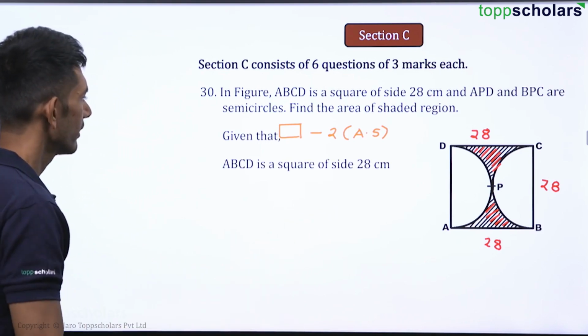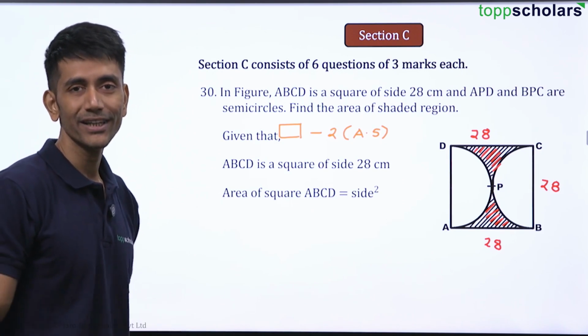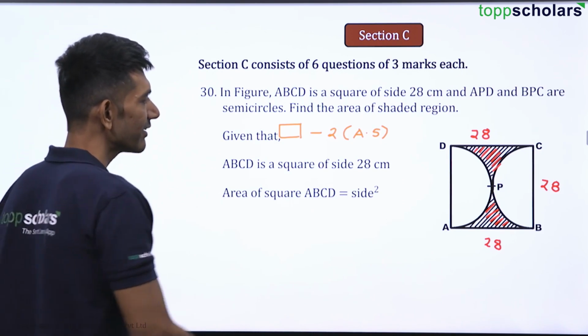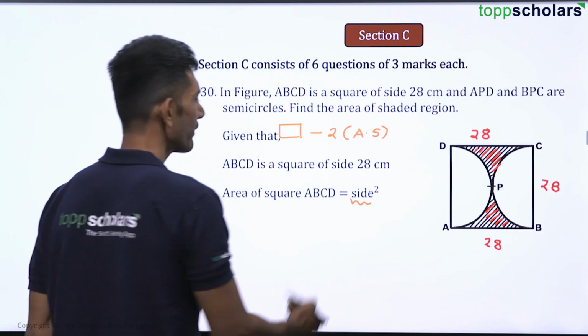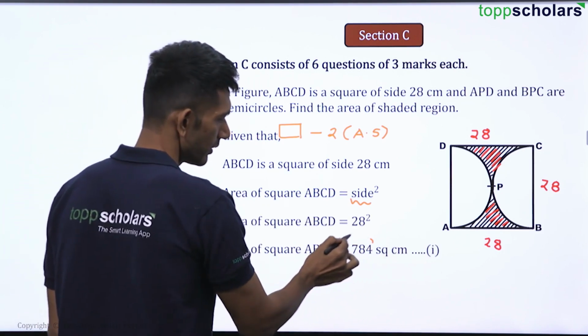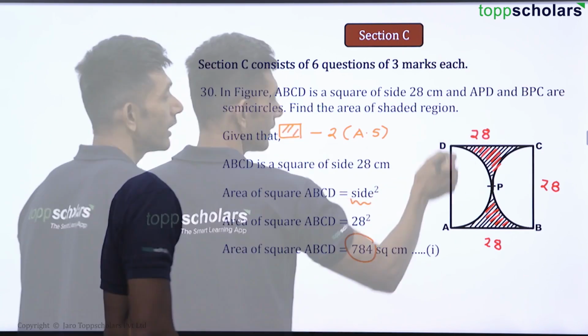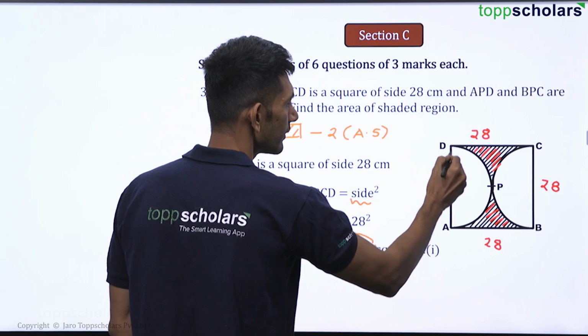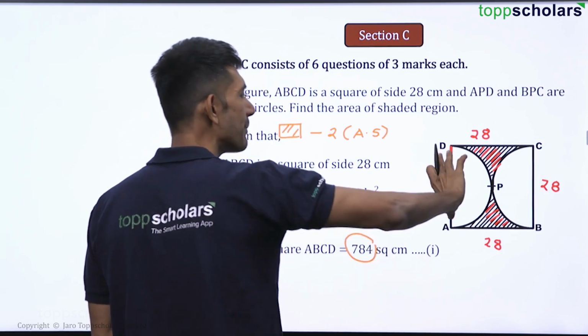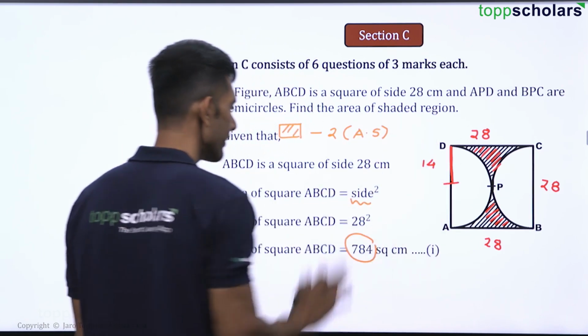So let us see. What is the formula to find out area of a square? Area of a square is given by side square. So we have 28 square. 28 square is 784. So we got the area of the entire square. This side becomes the diameter for the semicircle. So can I say this is 14? The radius is 14.